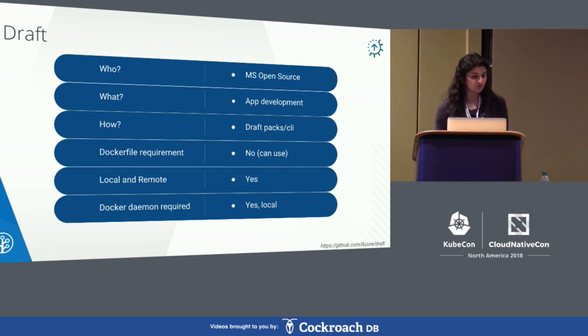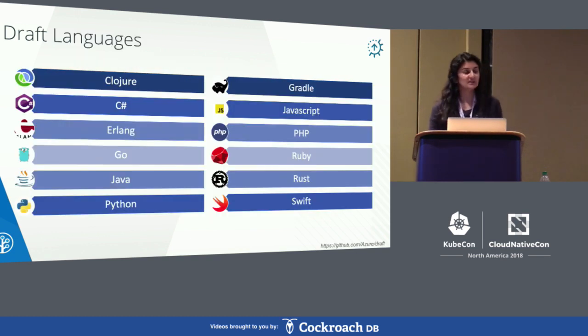You don't have to use a Docker file, but you can make one and use one. It has local and remote support, like I showed in my diagram earlier. You do need a Docker daemon running locally to build your applications. The best thing about this tool is that it supports all of these mainstream popular development languages at the moment, like Clojure, Gradle, Java, Ruby, Swift.